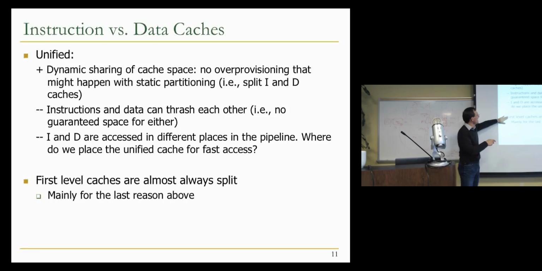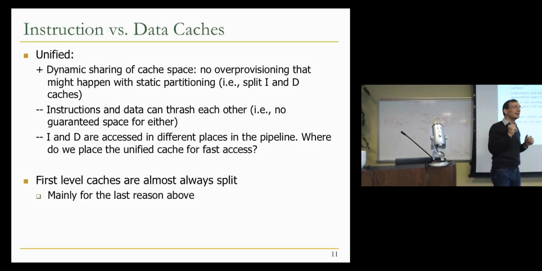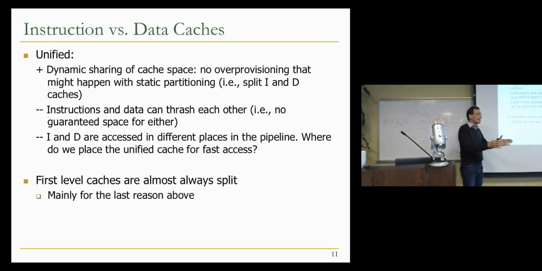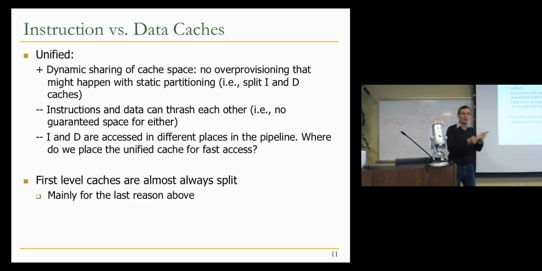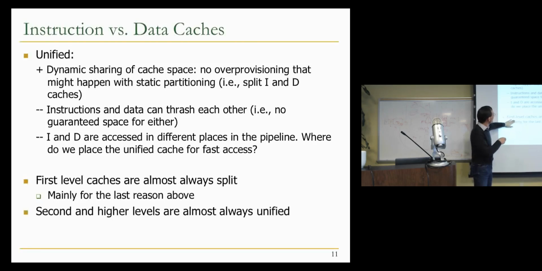Because of this reason mainly, first level caches are almost always split. You don't see unified instruction and data first level caches. You usually see an L1I cache and an L1D cache, mainly for the last reason above, but also for other reasons. Remember, first level caches are really tightly integrated with the pipeline. You want to get the instructions or data very quickly. If you put the unified cache far away from the fetch stage, first of all, it takes longer to access. And if you're accessing it together with the data cache, now you need multiple ports, or a mechanism for handling conflicts between instructions and data if you don't have multiple ports.